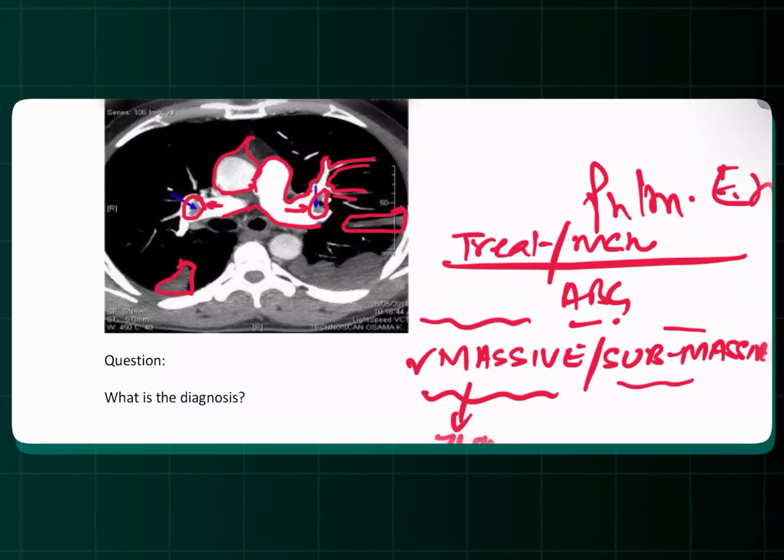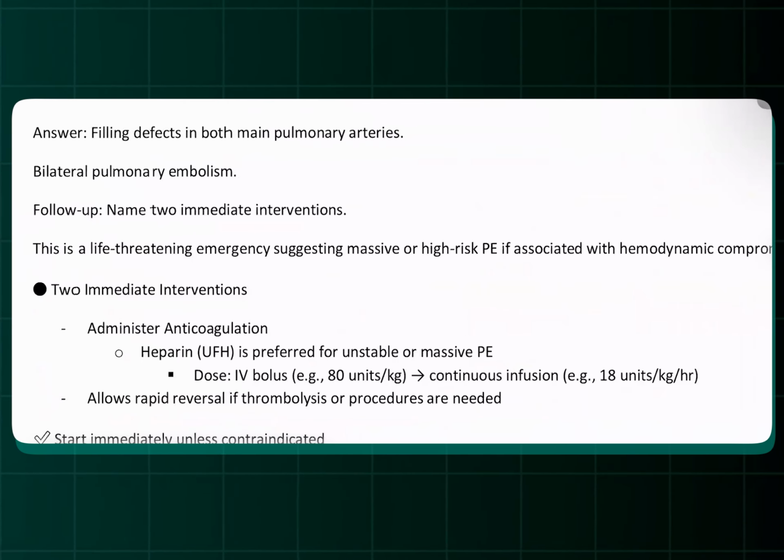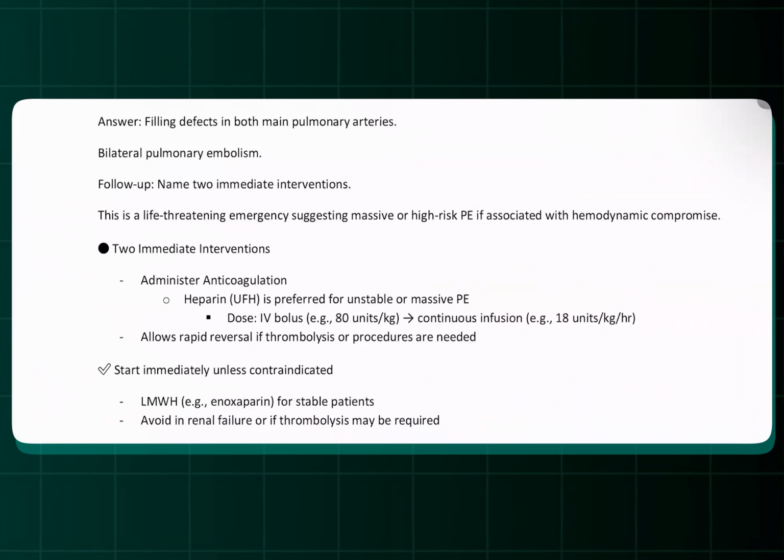So thrombolysis is the only treatment. If the patient does not have a massive or a submassive PE, I mean low load, then definitely only therapeutic anticoagulation is the treatment. So there are filling defects in both the main pulmonary arteries. There is bilateral pulmonary embolism. This is a life-threatening emergency, suggesting high-risk PE.